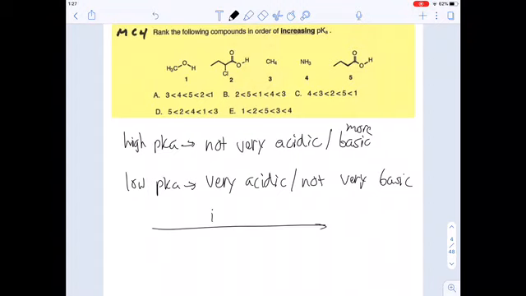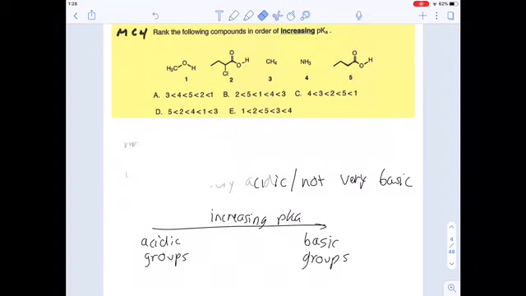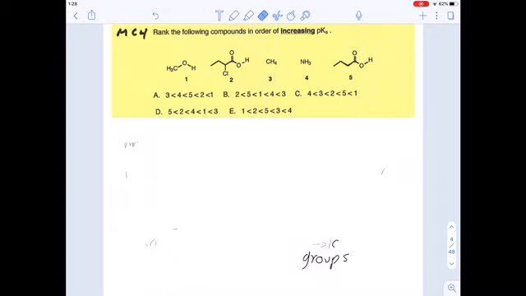Okay, so keeping that in mind, if they're asking us to go in order of increasing pKa, your more acidic things are going to come early on in your answer choice, and your less acidic things are going to be at the end of your answer choice. Okie dokie. So now when we actually look at the molecules, we have an alcohol, 2 carboxylic acids, a CH4, and an amine. I will give you the pKa's for those in case you want to write them down.